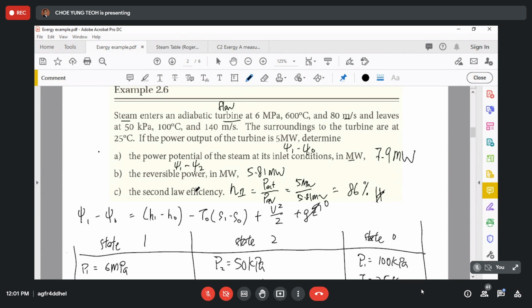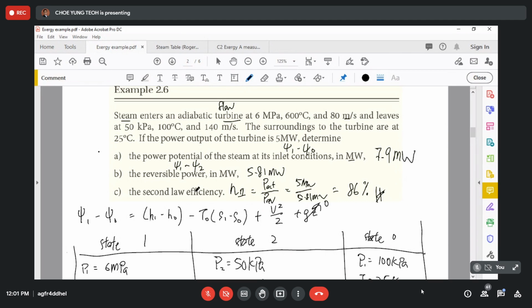Okay, can follow? This is an exam standard. So if you can answer this, normally no problem for your exam for this exercise part. No issue, seems like very good.